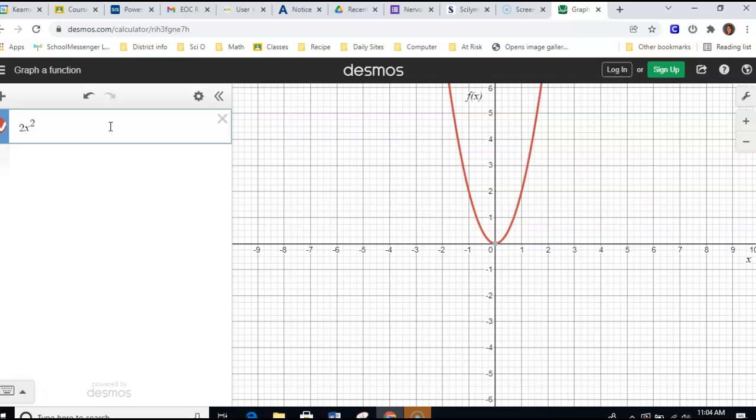And then when I add stuff to it, oops, I should say minus 2. Okay, so here we have this parabola. And this is your equation, and you have to do this in Alex.